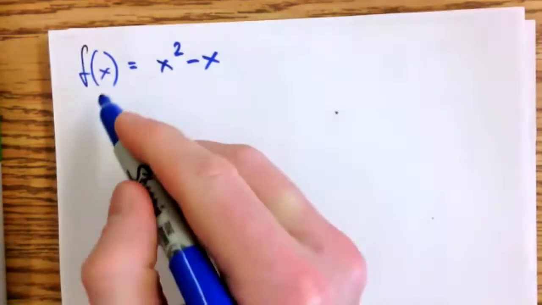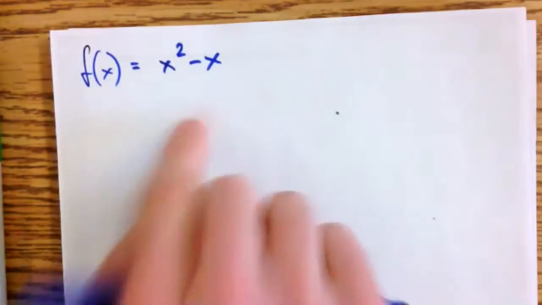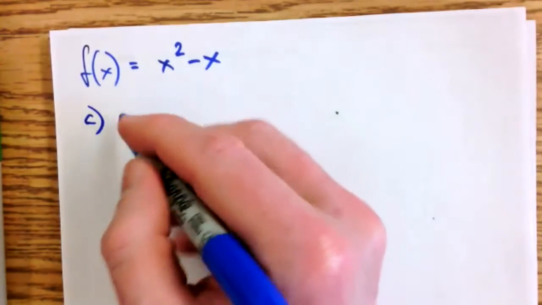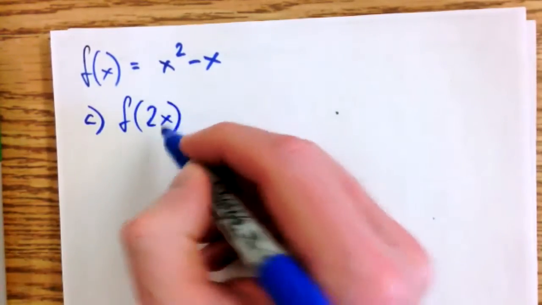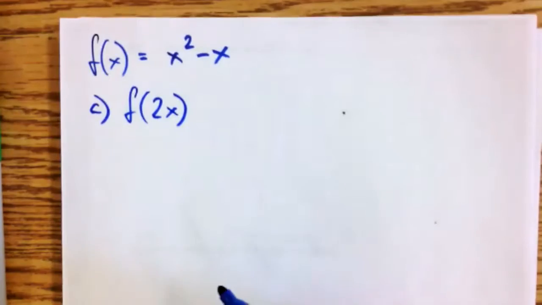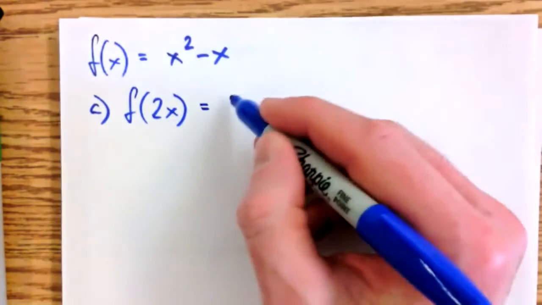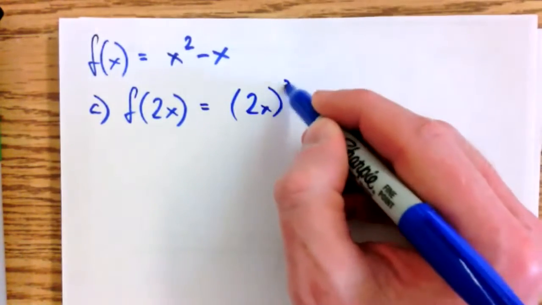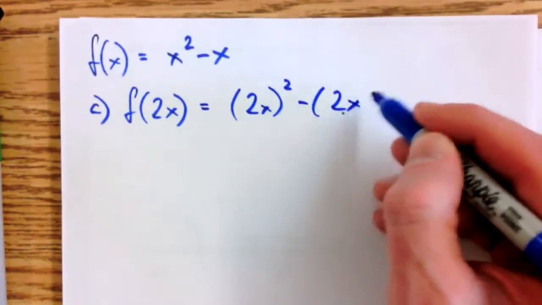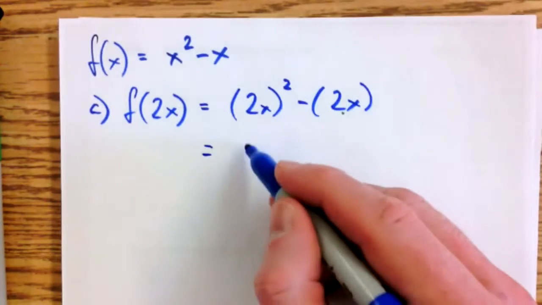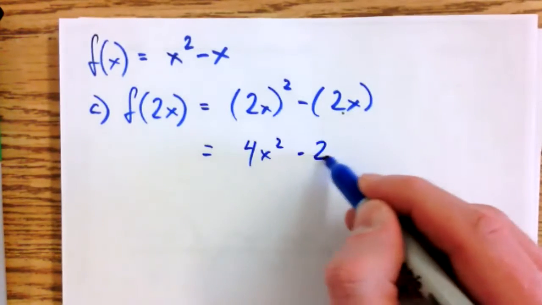So when it says f of x equals x squared minus x, for part A, it says f of 2x. What that means is you put 2x in for every x. So that equals 2x squared minus 2x, which equals 4x squared minus 2x.